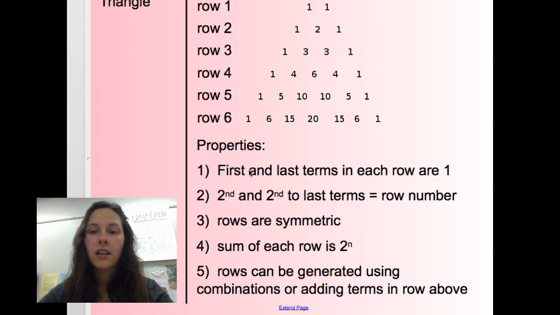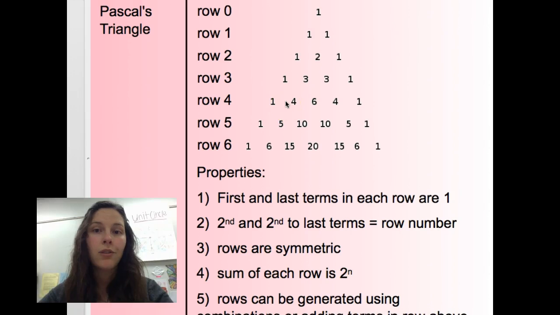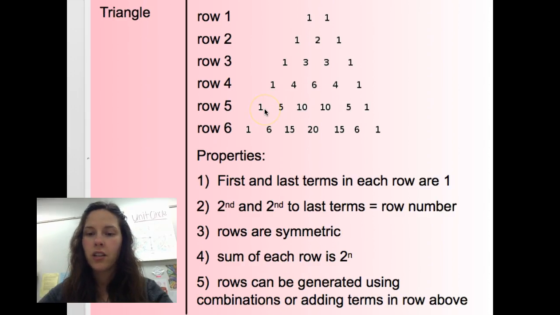Several properties. First of all, you may have noticed that every row begins and ends with a 1. You may also notice it's symmetric. The second number in each row and the second to last number in each row are the same. And it equals the row number. So that's one of the reasons we start counting at row 0. So notice in row 2, we've got that 2 in the middle. In row 3, we have the 3. In row 4, we see a 4, and so on.